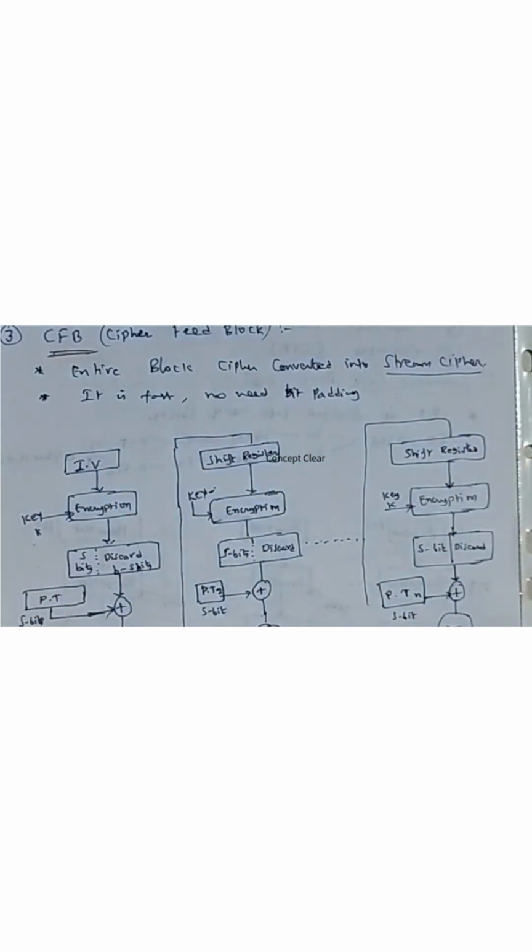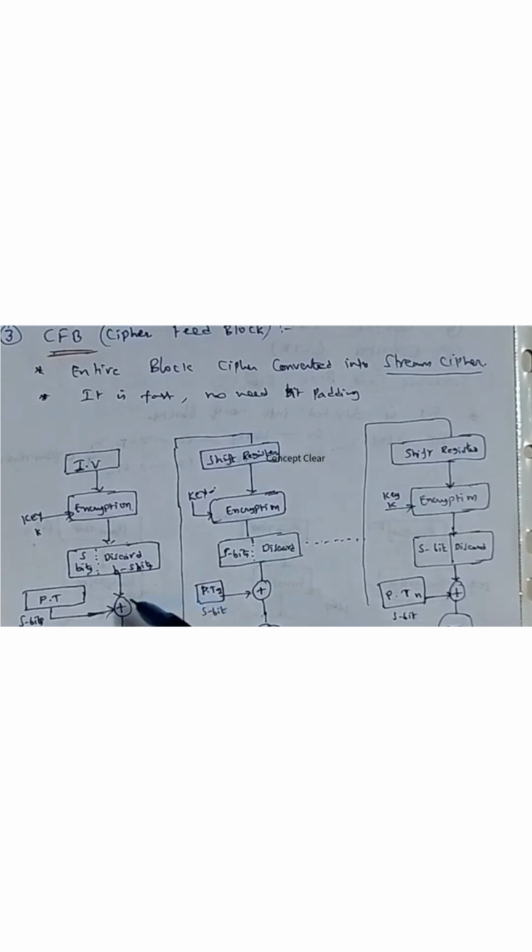The size of the plain text is S bits, and we will encrypt the n bits of the top register with the help of the key. Then we will get n bits of ciphertext. Actually, the size of the plain text is S bits, so from the n bits of ciphertext we have to select the S most significant bits, where S is less than n.